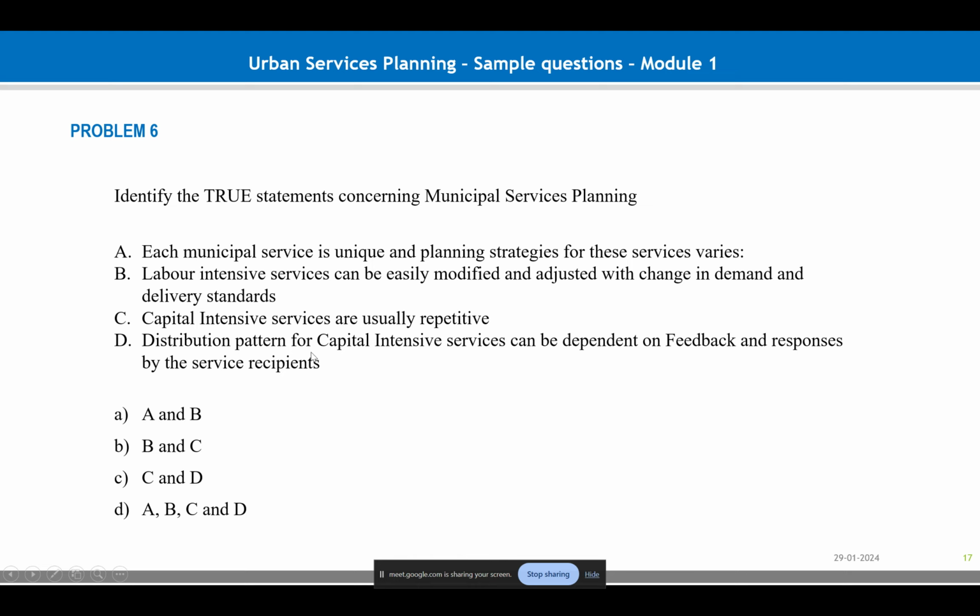Now D, distribution pattern for capital investment services can be dependent on feedback and responses by the service recipients. Is that right? No. Okay, why do you feel so?